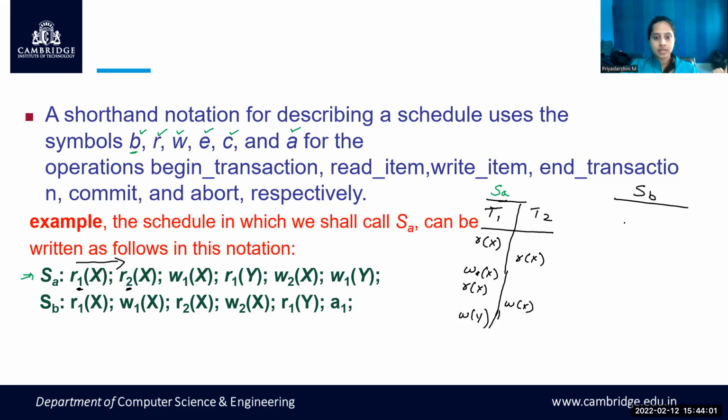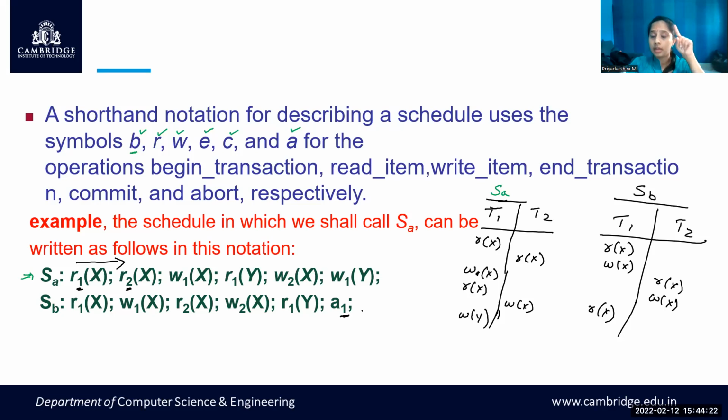So SB, how many transactions do I have? 2 transactions, T1 and T2. Now R of X, immediately followed by W. Both operations are from the same transaction. Then R of X from the second transaction, W of X from the second transaction, followed by R of X from the first transaction. And the abort is where? Abort in the first itself. Transaction 1 is talking about the abort. So this is how we actually present the schedules.